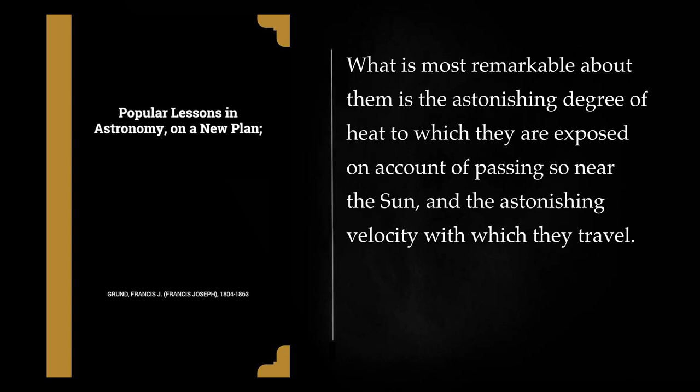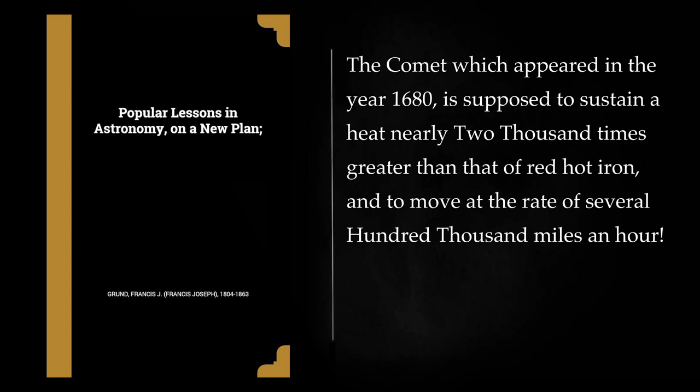What is most remarkable about them is the astonishing degree of heat to which they are exposed on account of passing so near the sun, and the astonishing velocity with which they travel. The comet which appeared in the year 1680 is supposed to sustain a heat nearly 2,000 times greater than that of red-hot iron, and to move at the rate of several hundred thousand miles an hour.